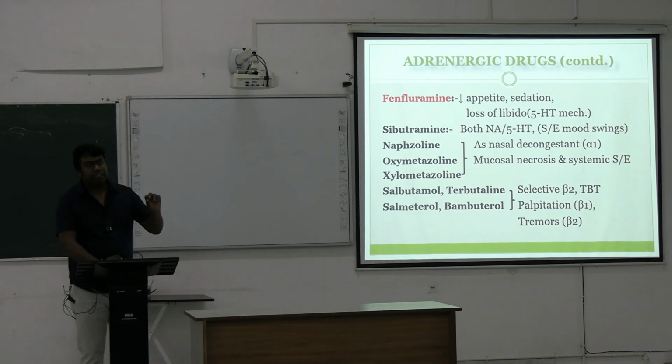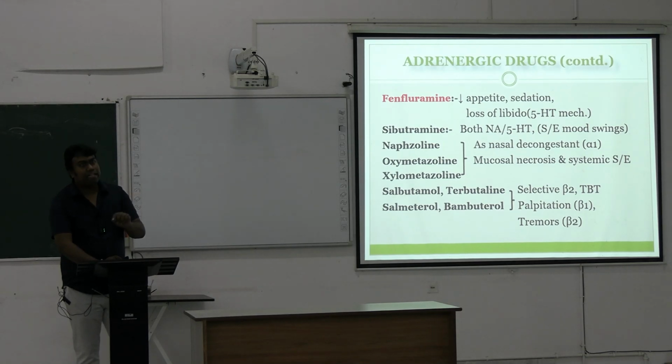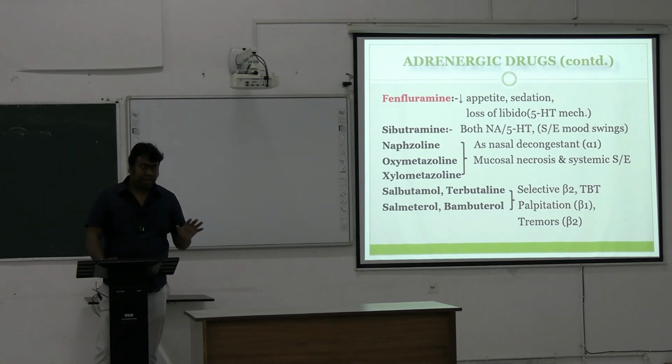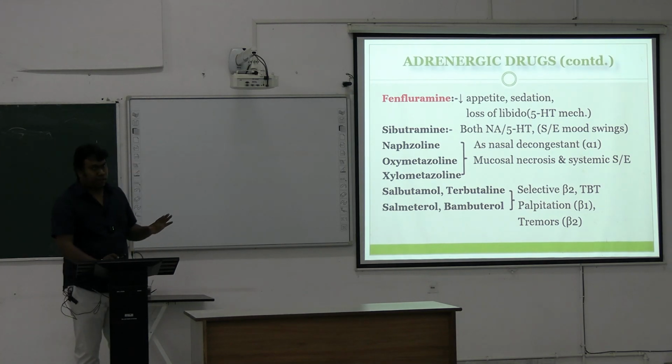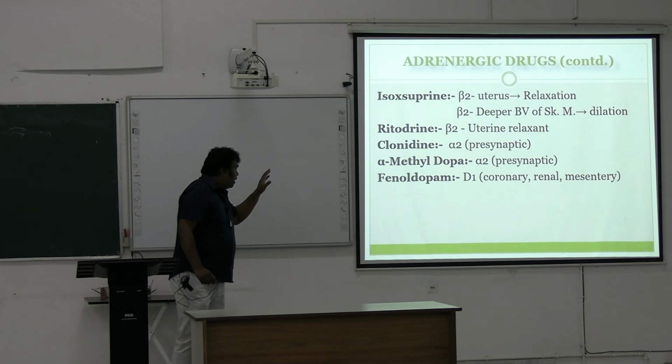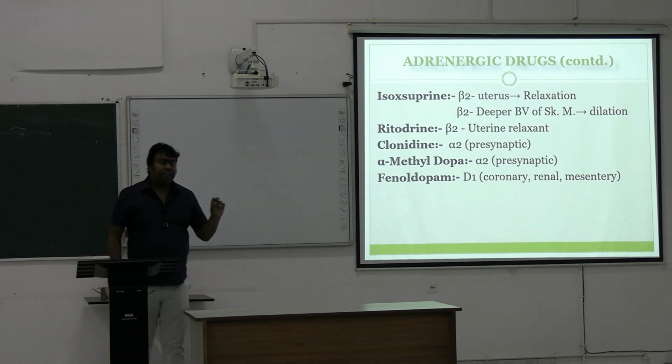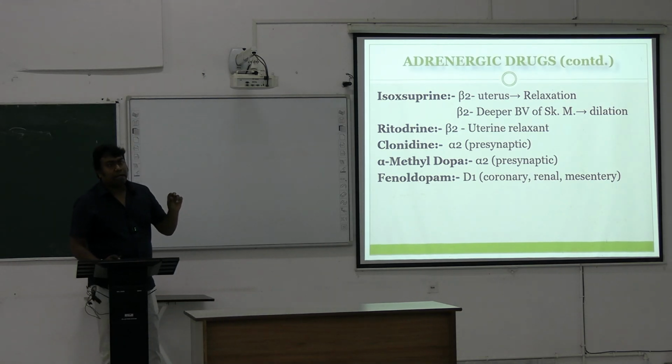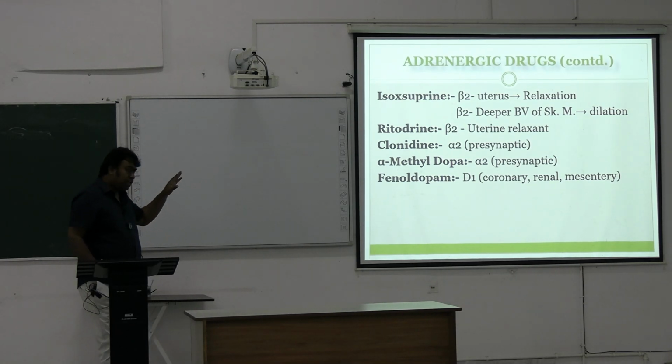So they stimulate the beta 2 receptors present in the skeletal muscle, resulting in tremor and twitching of the muscles of the hands and feet. Then ritodrine and isoxsuprine stimulate the beta 2 receptors present in the uterus. That can prevent preterm labor or threatened abortion.